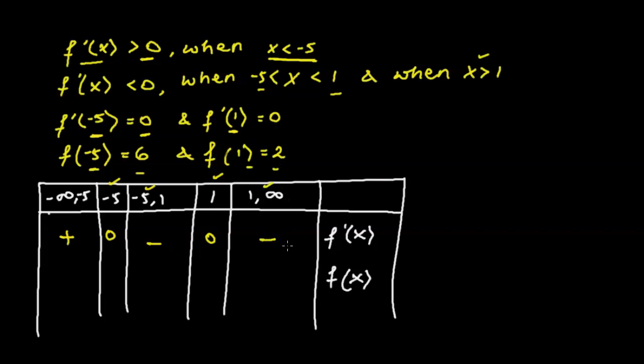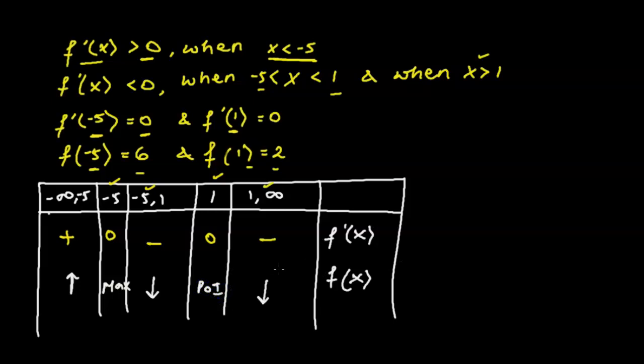We will use these derivative signs to interpret how the original function would look. So the function would be increasing in this interval, decreasing in this interval, and decreasing in this interval. Since the preceding interval is increasing and the following is decreasing for -5, -5 will show us a max point, and for 1, the preceding and the following are the same, that is decreasing. So at 1, we would see a point of inflection.